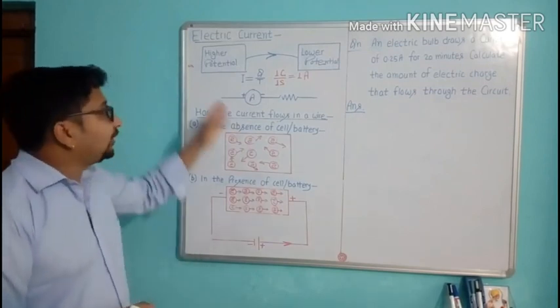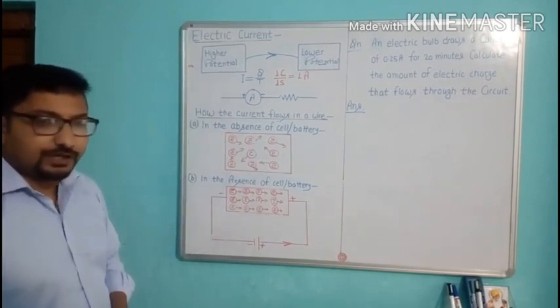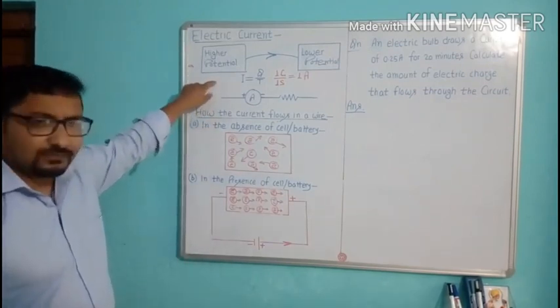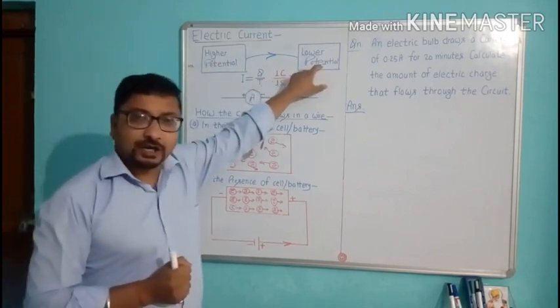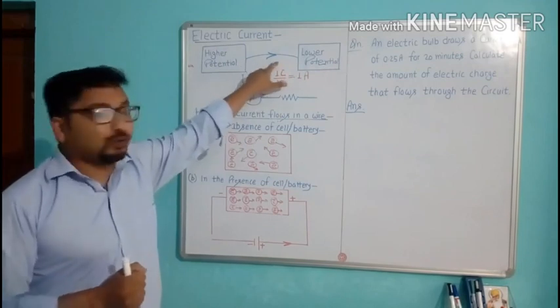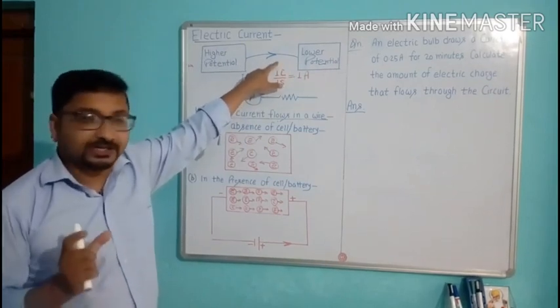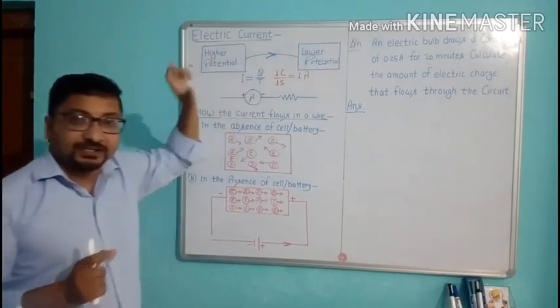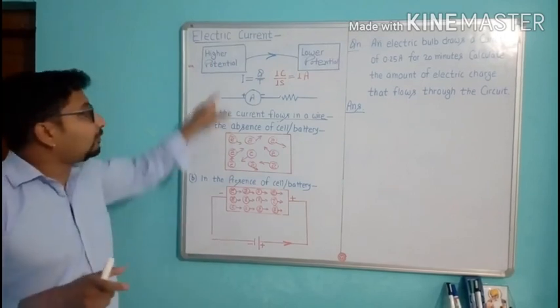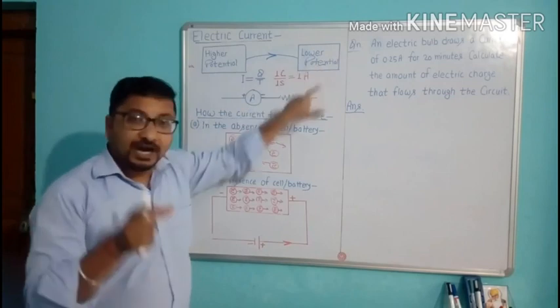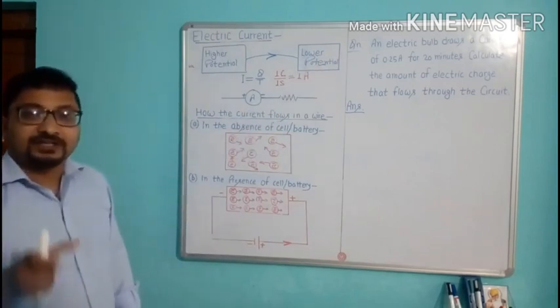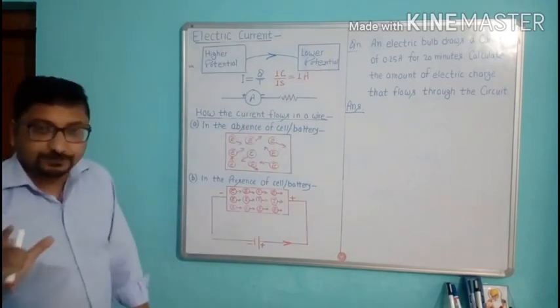Today we will discuss electric current. Suppose we have two charged bodies, one at higher potential and one at lower potential, connected through a metallic wire. Electric charge will flow from the higher potential body to the lower potential body until they both acquire the same electric potential.